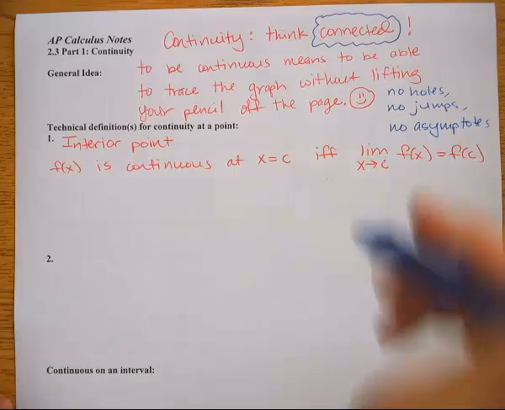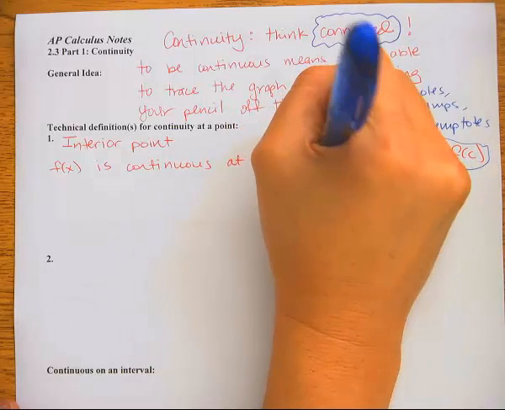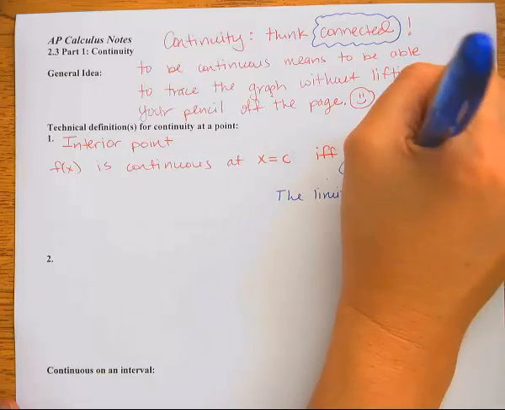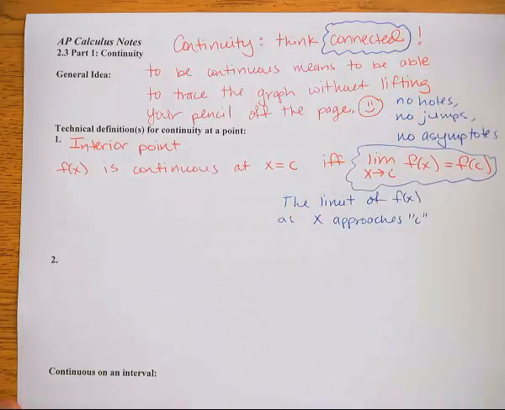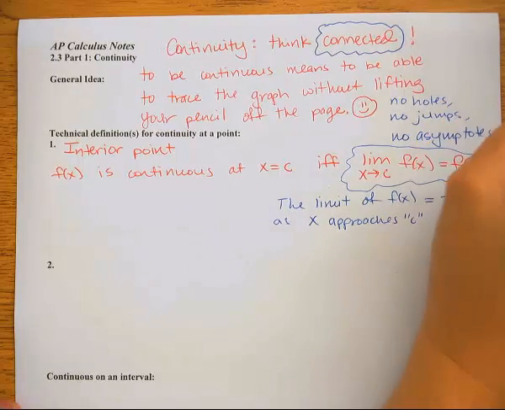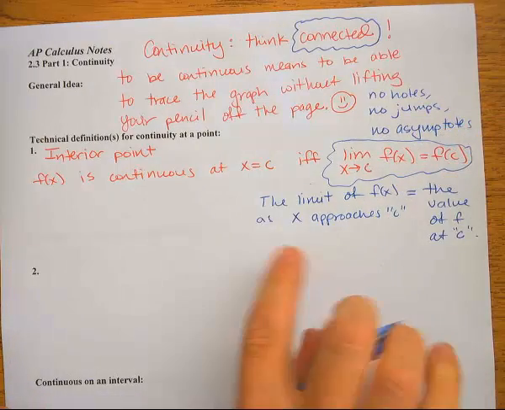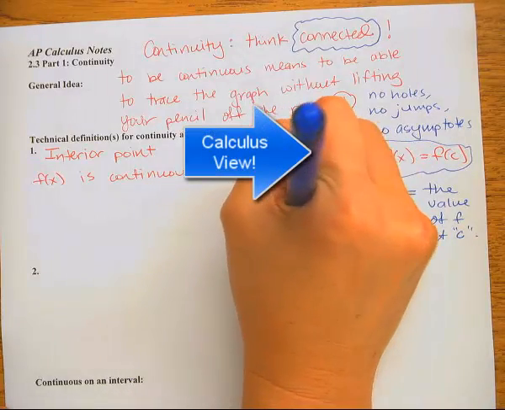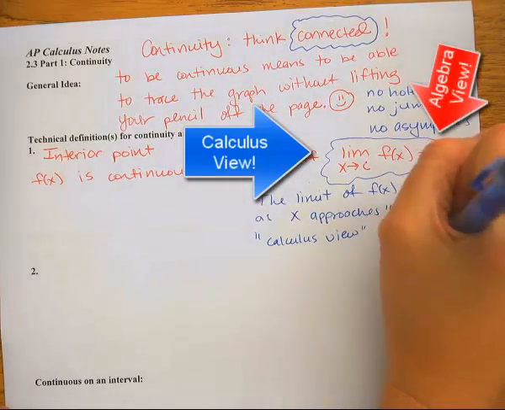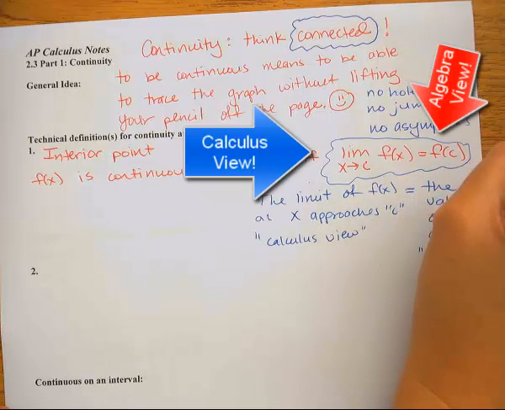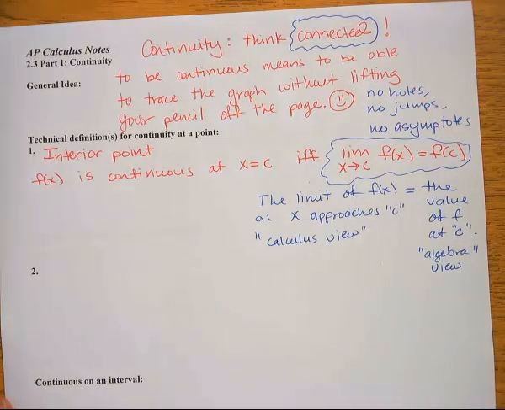What you need to understand is that on the left, it's saying the limit of f of x as x approaches c is equal to the value of f at c. So this is the calculus view on the left, and they're saying the calculus view and the algebra view are the same. The limit as x approaches c is equal to the value of f at c. When that happens, the function's continuous at that point.